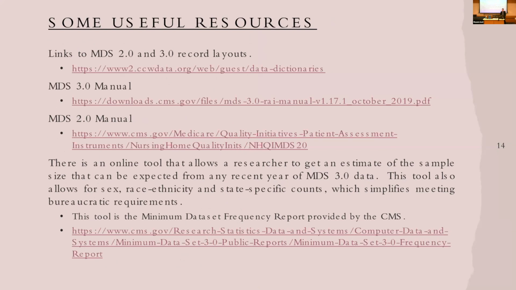We have about 2 minutes left. So we have the record layouts and the manuals, but more importantly, for anyone who wants to submit a grant, there's an online tool that allows a researcher to get an estimate of the sample size that can be expected from any recent year of MDS 3.0 data. This tool allows for sex, race, ethnicity, and state-specific counts, and this really simplifies filling out enrollment tables. It's called the Minimum Data Set Frequency Report, and CMS provides it free of charge and publicly available.